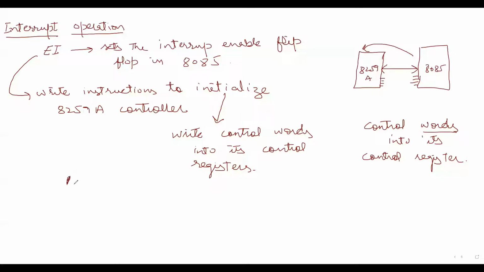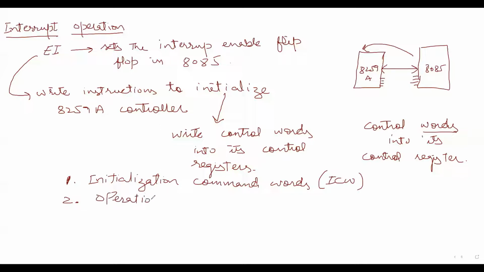One type of control word is called initialization command words, ICW. And another type of these control words is operational command words, OCWs.